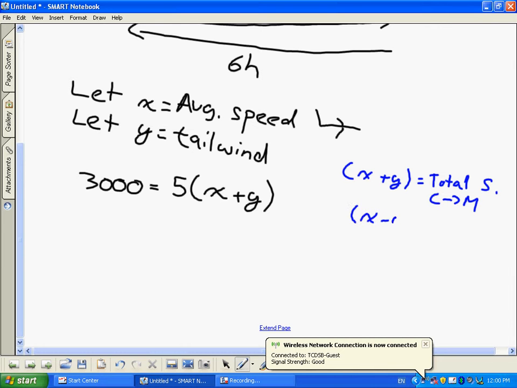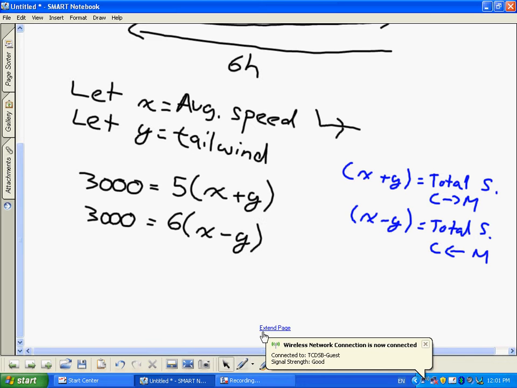And we know that x minus y, when the wind is in the plane's face, is the total speed from Montreal to Calgary. So like we said before, y being the wind helped it on the way to Montreal, but slowed it down on the way to Calgary. That's why we subtract and add by those numbers. So our second equation would be very similar. 3,000 kilometers was the distance they traveled. Took them 6 hours. The total speed on the way back is average speed minus the wind. The wind slows it down. So we have our two different equations.